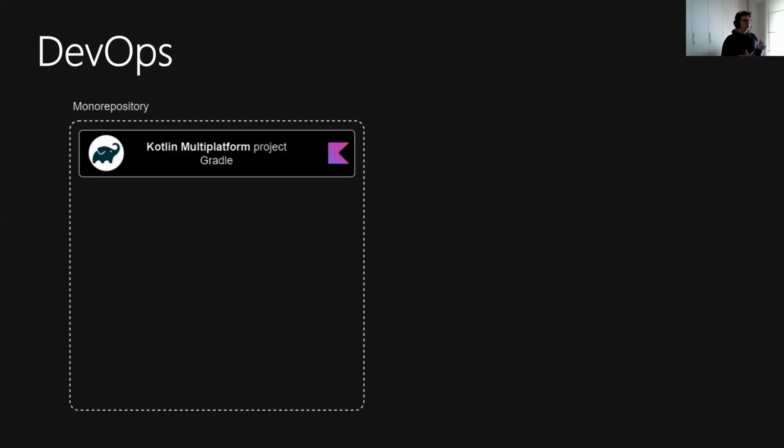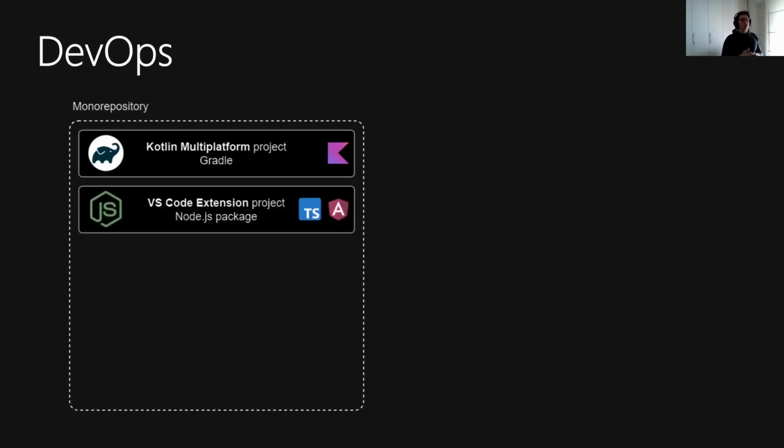So Kotlin code built by Gradle. And then we also move in the VS Code extension project, which includes the TypeScript sources and possibly multiple Angular web views or even multiple supporting JS libraries. Now, the problem here is how do we depend on the Kotlin multi-platform project from the VS Code extension? They are different technologies, so how do you do that?